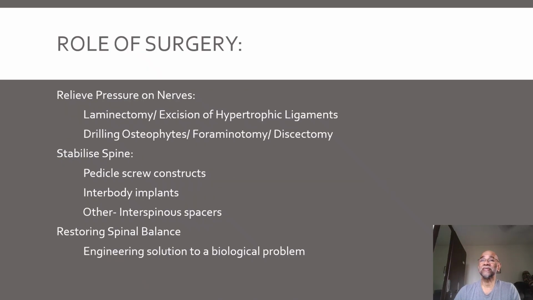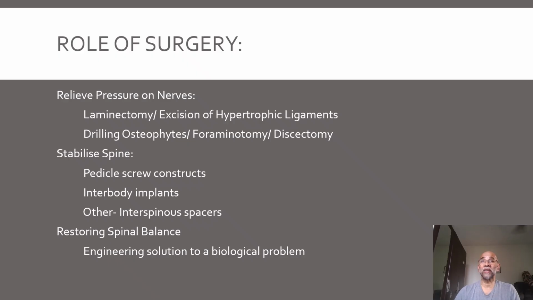What is the role of surgery in spine disorders? Surgery is basically done for two reasons. One is to relieve the pressure on nerves, and the other is to stabilize the spine. Relieving the pressure on nerves can be done by laminectomy, the posterior elements of the spinal canal are removed so that the canal is decompressed. Any hypertrophic ligaments which are compromising the spinal canal can also be excised at the same time, especially a hypertrophic ligamentum flavum.